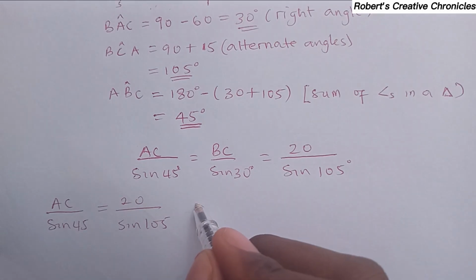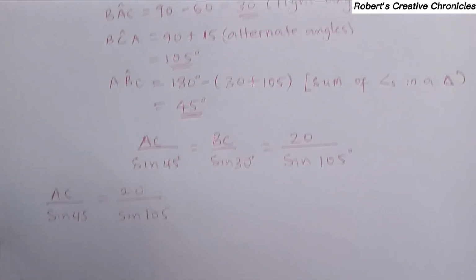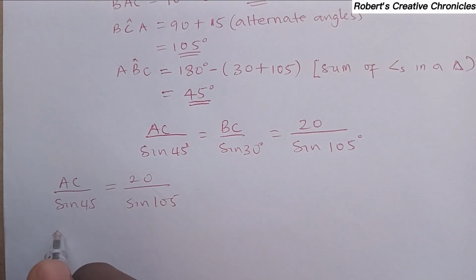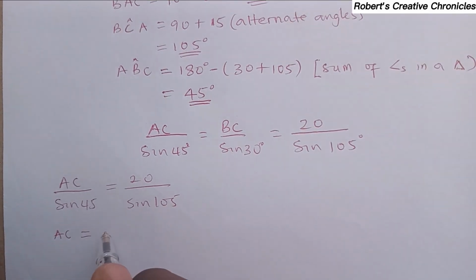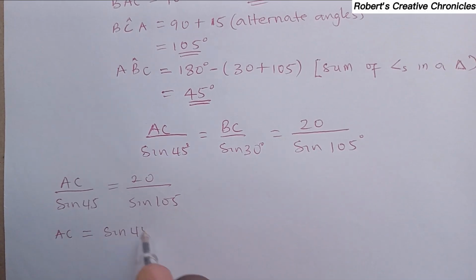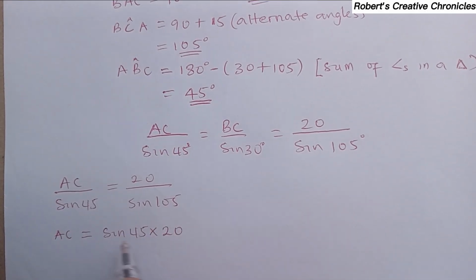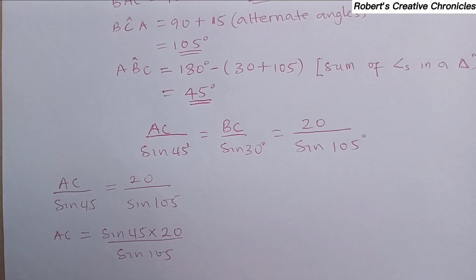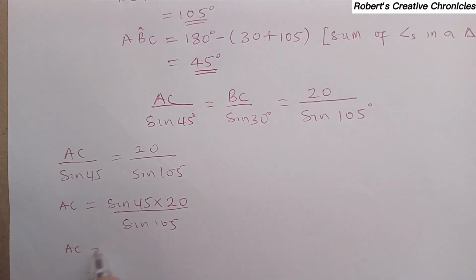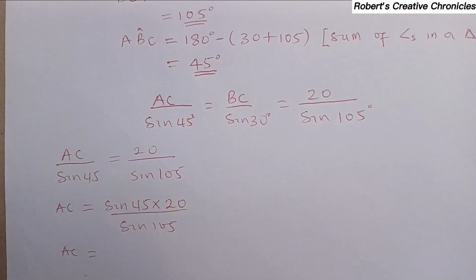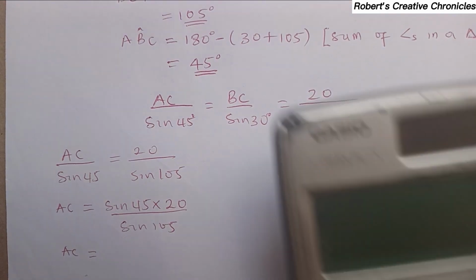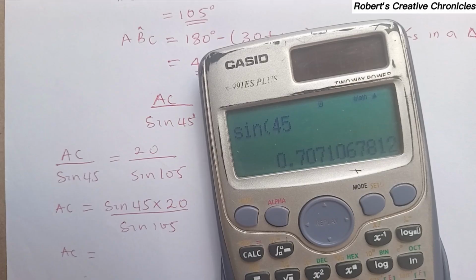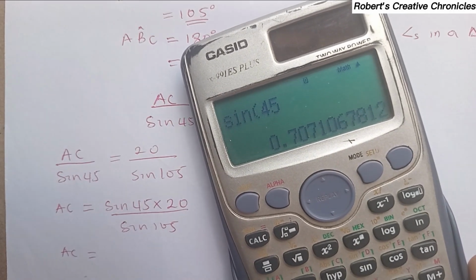So this becomes what? This becomes AC is equal to sine 45 times 20 over sine 105. So AC now is equal to what? What is sine 45? Sine 45 is 0.7071.